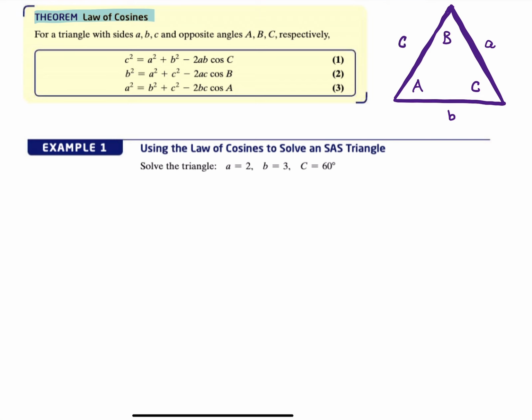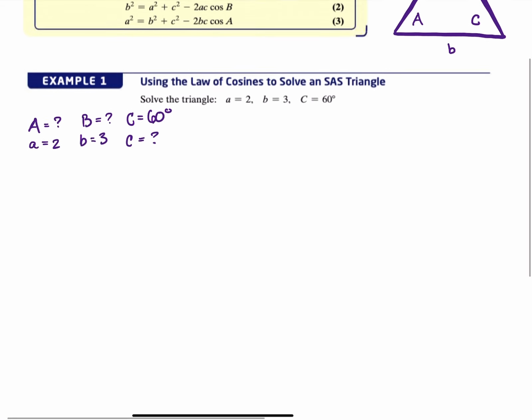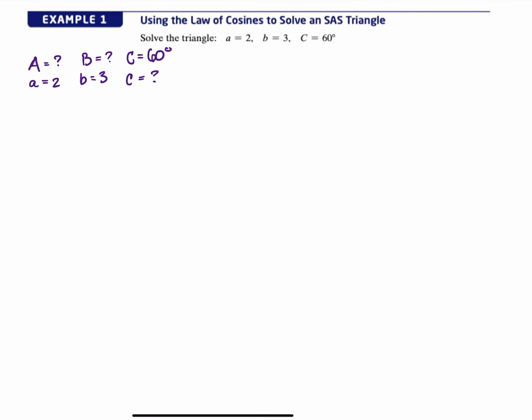So I'll start out the same. I usually like to list our three angles and our three side lengths, and if we have them or not. So angle A is unknown, but we know side length A is 2. Angle B, also unknown, but we know side length B is 3. We know angle C is 60 degrees, and we don't know side length C. So let's start with finding that missing side length. We can begin there. So let's find side length C.